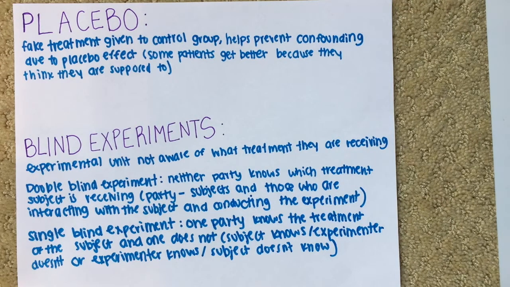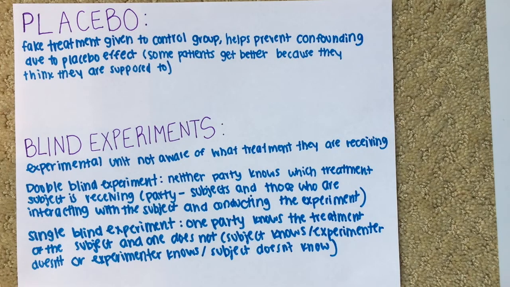So the first way to minimize the effect of the confounding variable is to have a placebo. The placebo is a fake treatment given to a control group, such as a sugar pill, as an example, and it helps prevent confounding due to the placebo effect, which is when some patients get better because they think they are supposed to. And so now we move on to blind experiments.